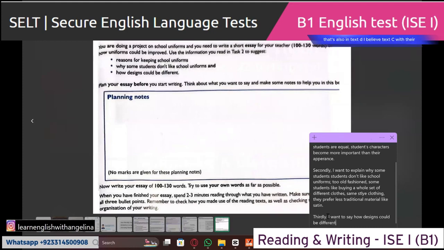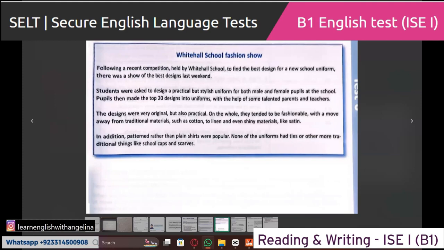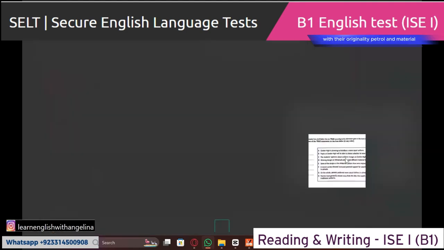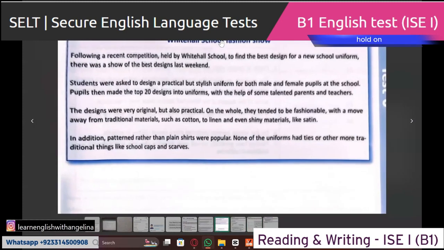That's also in text D, I believe. Text C, with their originality, pattern, and material. Hold on. Okay, tell me what to write. We can write design.